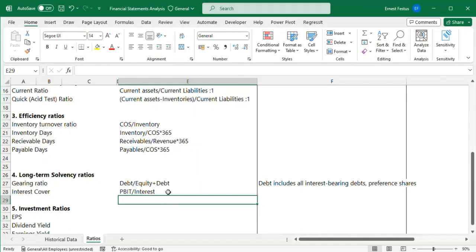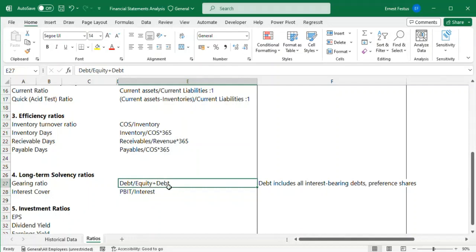All right. And then the second one is the interest cover. We are talking about how much profit we are generating to cover the interest that is being generated on our interest bearing debt, preference shares, and other long-term borrowings. So this is closely related to the gearing ratio.